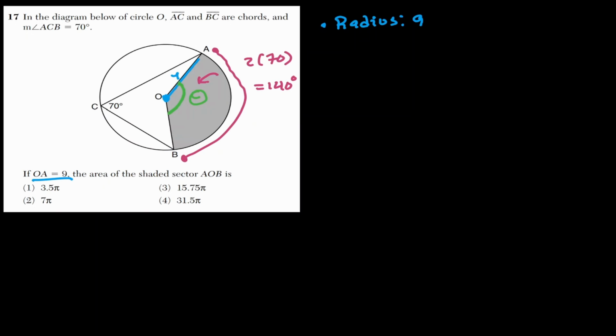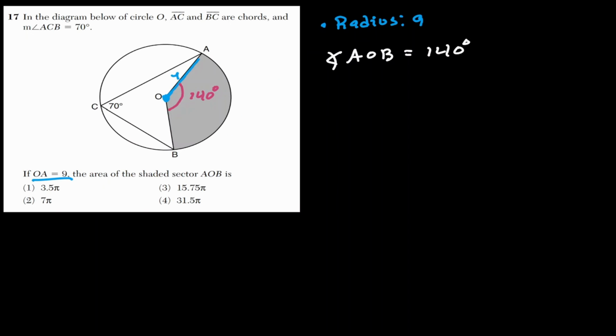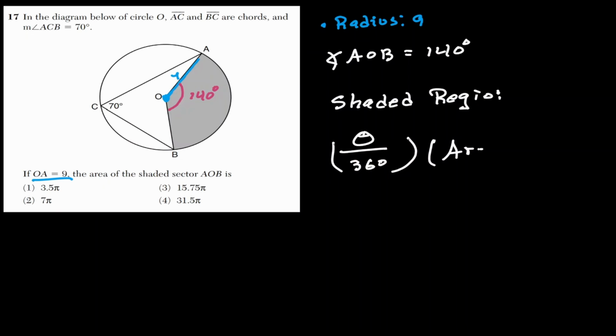And now we have all the information that is needed to find the angle that we were looking for. Because notice that the angle that we are looking for is a central angle. And a central angle will always be equal to the opposite arc, where the opposite arc is what we found as 140. And now we have all the information that is needed to find the shaded region. The shaded region will always be equal to the central angle divided by 360 times the area of the circle.